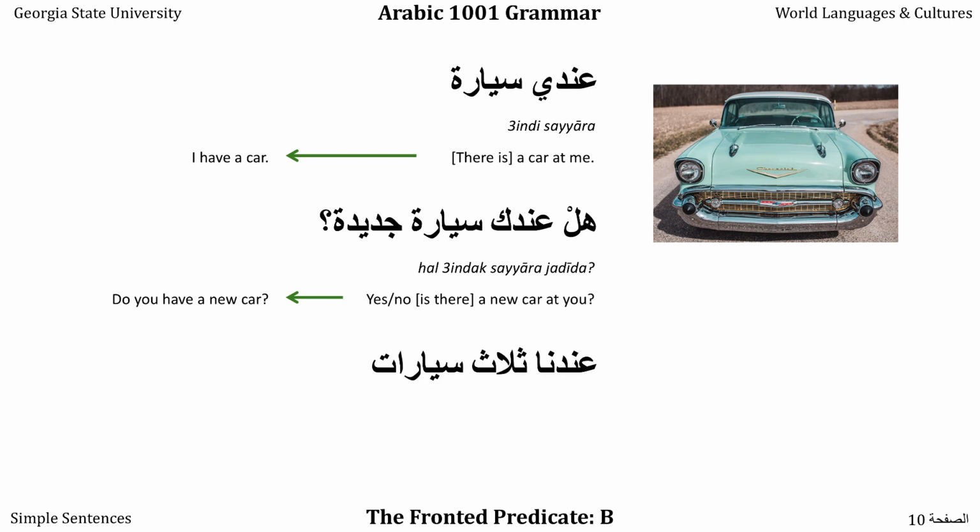We can say, indana thalath sayarat. There are 3 cars at us, or in English, we have 3 cars. It's really very simple to use. It's just a preposition with a possessive suffix, but it stands in for a verb in English, which is the source of much of the confusion.